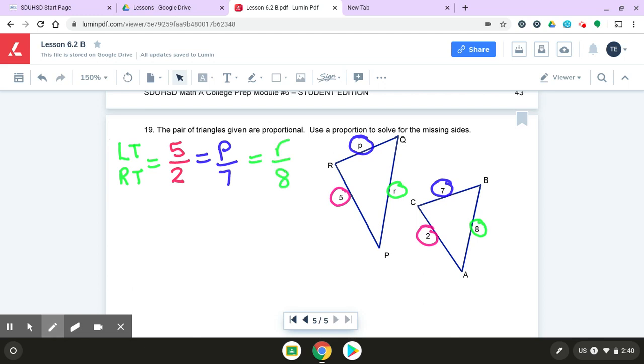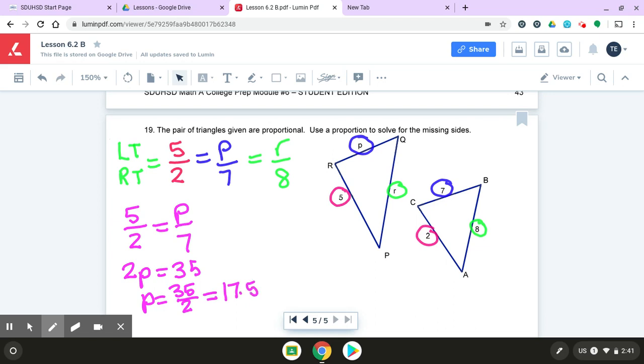I need to solve these proportions. So I'm going to go ahead and take 2 at a time, always leading with that 5/2, because that's the one I do have for everything. And I'm going to go, okay, 5/2 has to equal P/7. I could scale up by a factor of 3.5, or I could cross multiply. Most of you would probably cross multiply in doing this one, so I'm going to go ahead and do that. So 2P equals 35. And then I would divide by 2. So I get P equals 35/2, which is 17.5. So I know that P is 17.5.